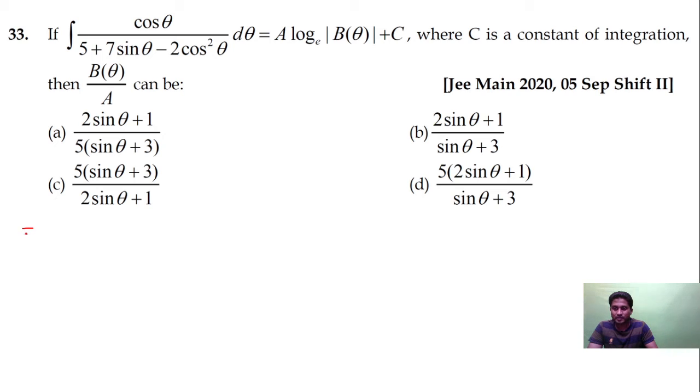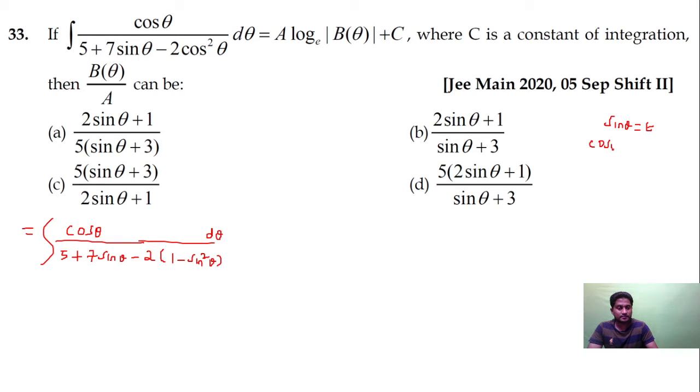Okay, now listen. This can be written as cos theta, na? This is cos theta upon 5 plus 7 into sine, and then 2 times cos square can be written as 1 minus sine square, and then d theta. What I'll do is I'm going to put sine theta equal to t. Obviously cos theta d theta is equal to dt. So numerator will be equal to dt upon 5 plus 7 into t minus 2 into 1 minus t square.